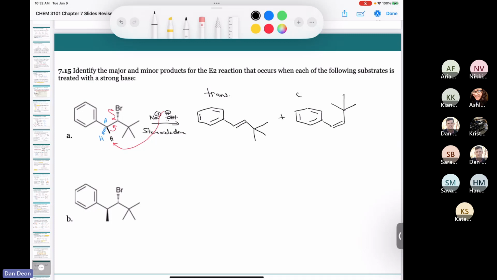If I draw the trans and the cis, which one of these do you think is going to be the major product? Which one of these looks less sterically hindered to you? And it's not a trick. I would never try to fool you. Exactly. Thanks, Katana. Thanks, Kiana. This is the major product. Exactly. Major product, minor product. Just like that.